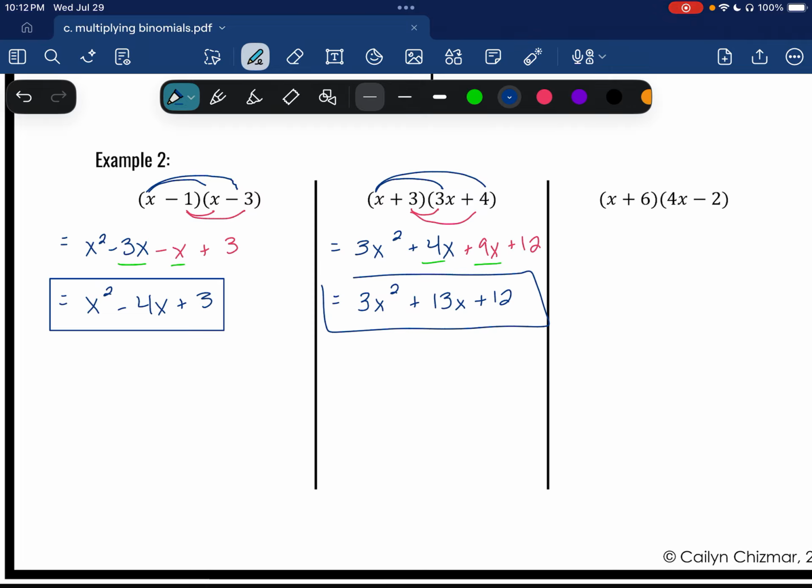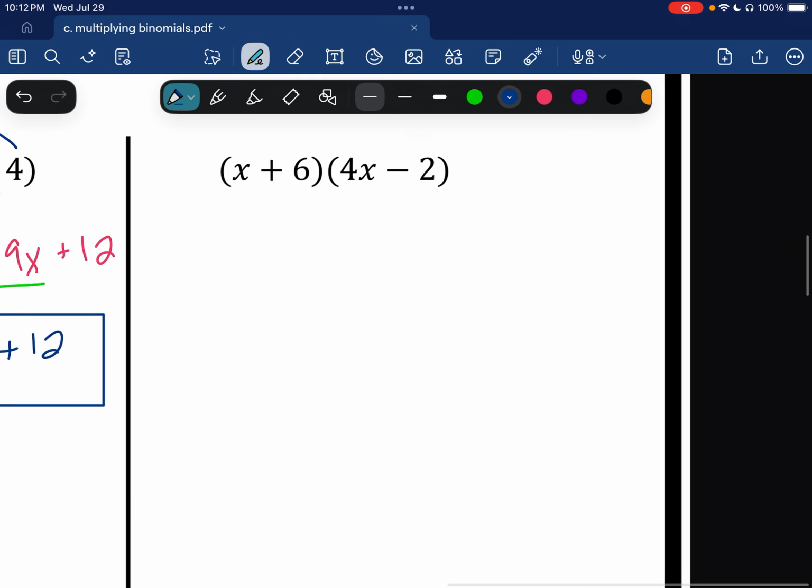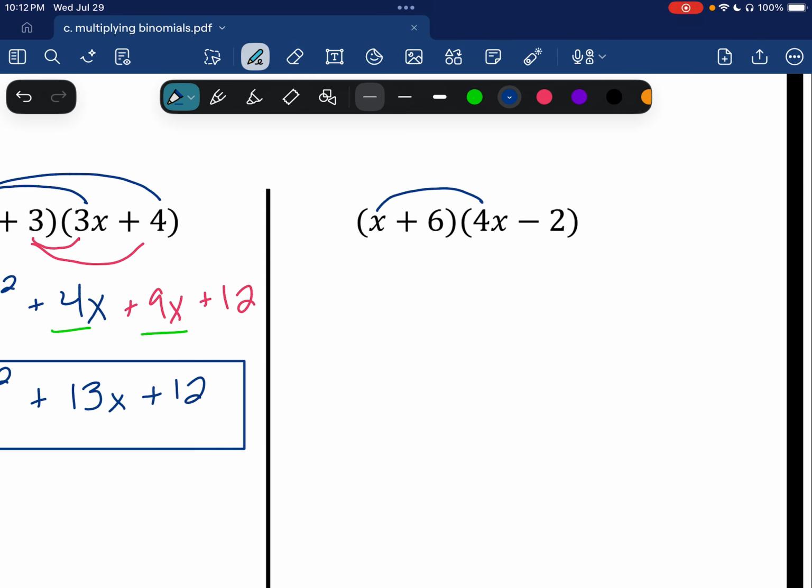Alright, last one on this page, we've got x times 4x, x times negative 2, 4x squared minus 2x plus 24x minus 12. And those middle terms there, 4x squared, 22x minus 12. All right, there you go.